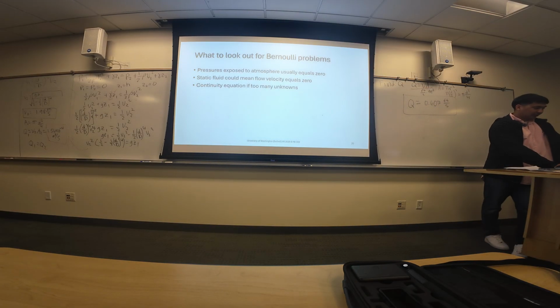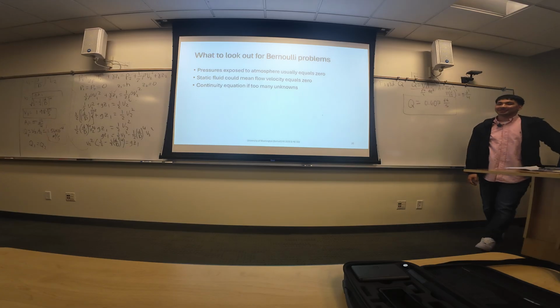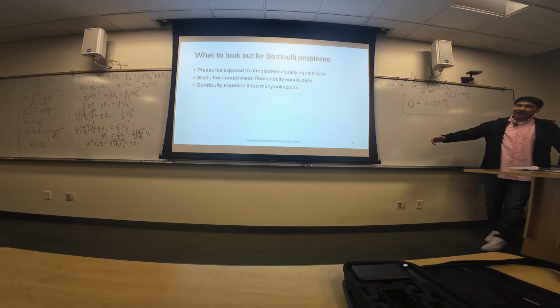Okay, so what to look for in Bernoulli problems, right? Kind of like we talked about, if pressure is exposed to atmosphere, it usually equals 0. Static fluid means the velocity could be 0. I'm really careful with my wording here. I said could, right? Most of the time it's going to be like that, but sometimes it's not. You'll find a problem that doesn't. Most of the time velocity equals 0. And then if you're missing variables, use your continuity equation.